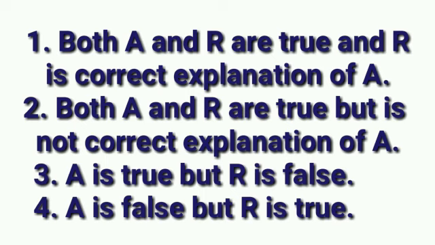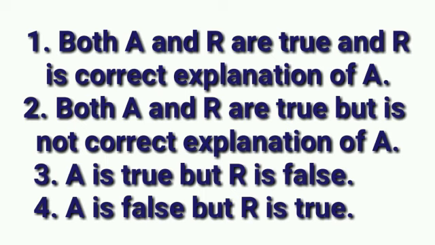Here both the statements are not true because the sun is not the biggest star. So the first statement is incorrect. Exactly, the second statement will also be incorrect because when A is false, then how could it explain? Then comes A is true but R is false.